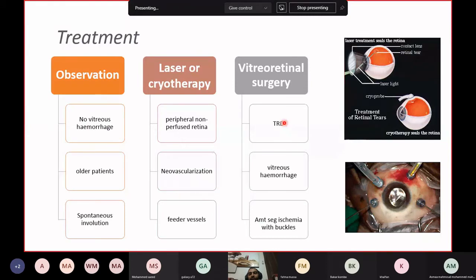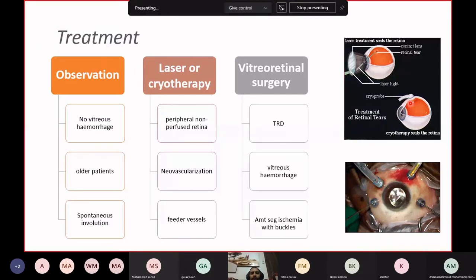We may need vitreoretinal surgery in case there is tractional detachment or persistent vitreous hemorrhage, but we need to be aware that, as we should not use carbonic anhydrase inhibitors, we should not use large buckles in those patients because they increase the incidence of anterior segment ischemia. So it's better to avoid scleral buckles here because they compromise the anterior segment blood flow.